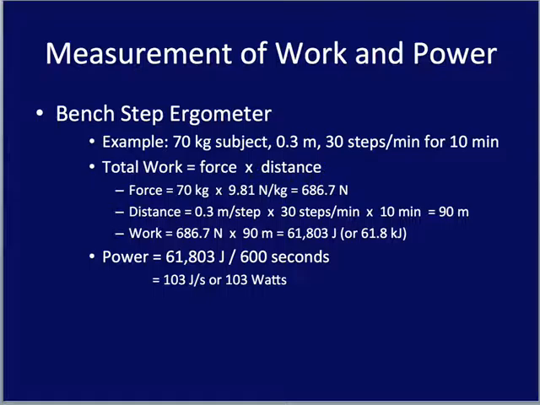So then we want to figure out the power output. Just take the amount of joules divided by seconds, or a certain time unit. If you wanted to do minutes, you could do it in minutes as well. But the example in the book was seconds, so it was 103 joules per second, or 103 watts.